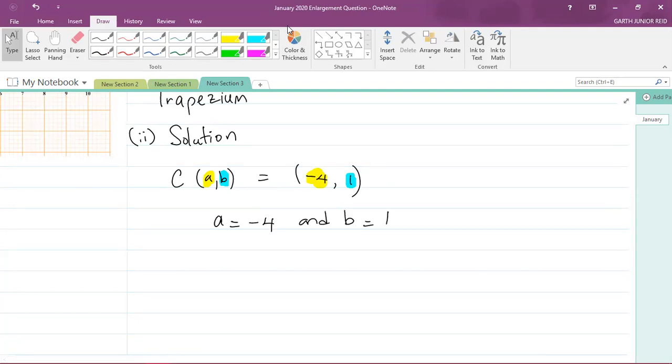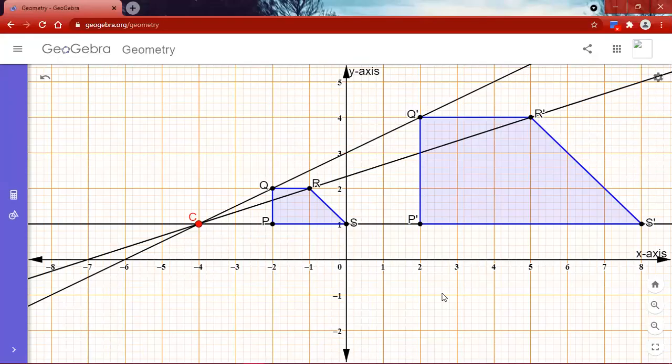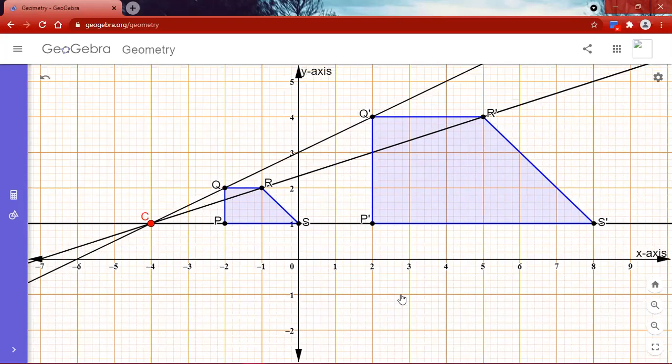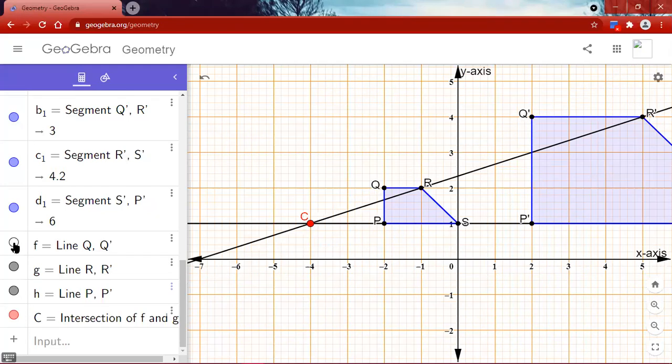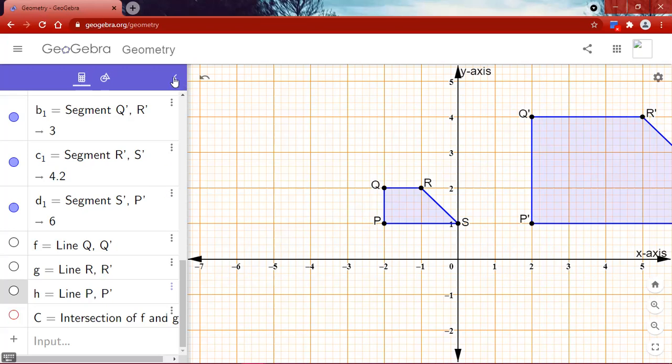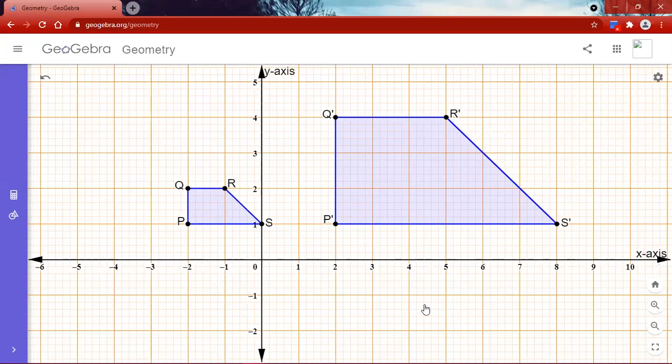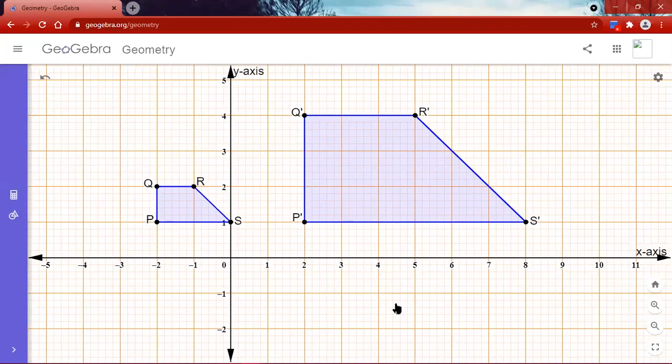Okay? So we're going to look at the diagram now and find the value of K. So you should be seeing my screen again. All right? Now, how would I find the value of K? So let me just hide these lines here so that you don't get confused. All right? I want to find the value of K, that is my scale factor.